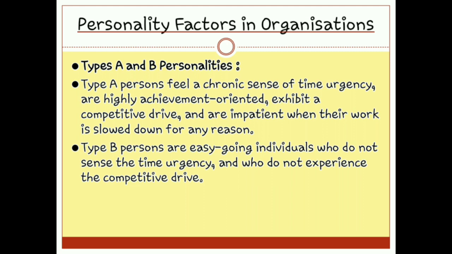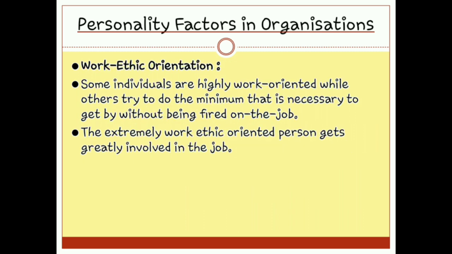So, a Type A person feels a chronic sense of time urgency, is highly achievement oriented, exhibits a competitive drive, and is impatient when their work is slowed down for any reason. Type B persons are more easygoing individuals who do not sense the time urgency and who do not experience their competitive drive. Next one is work ethic orientation.